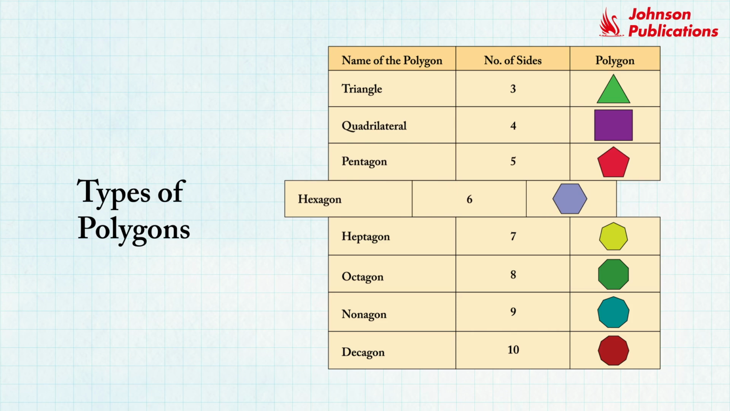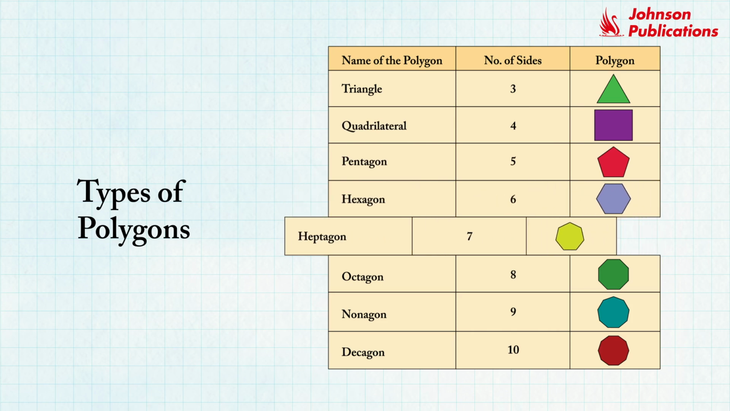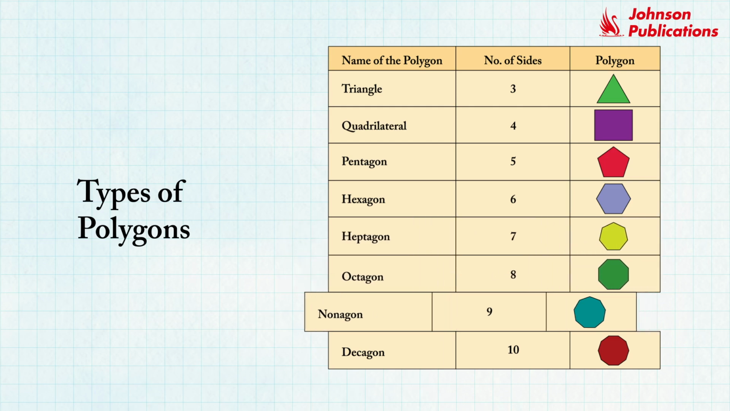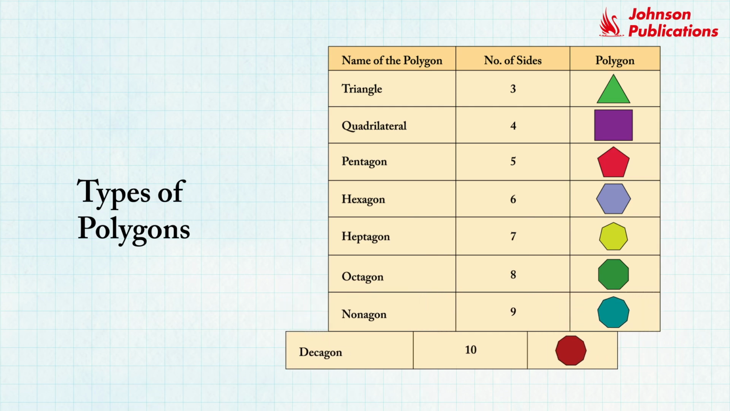Hexagon has 6 sides. Heptagon has 7 sides. Octagon has 8 sides. Nonagon has 9 sides. And decagon has 10 sides.